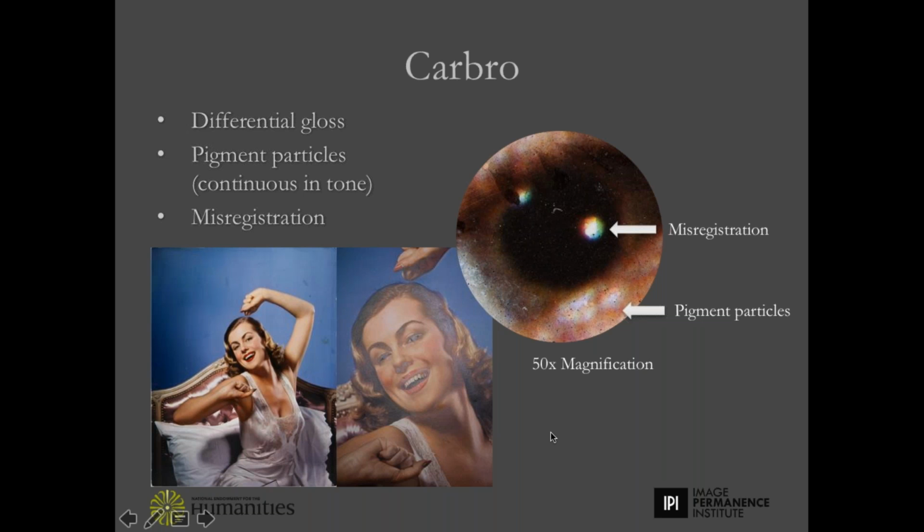With magnification, you'll see 2 more key identifying features. Assembly prints like Carbro have misregistration, seen as this color fringing where shadow meets highlight. It's not possible to perfectly align 3 prints. Therefore, we get this fringing, this misregistration. Also, because the image material is pigment, pigment particles will be visible throughout the image viewed with magnification. So the image will appear continuous in tone, but you'll have this even dispersal of pigment particles throughout. Same as our carbon process.